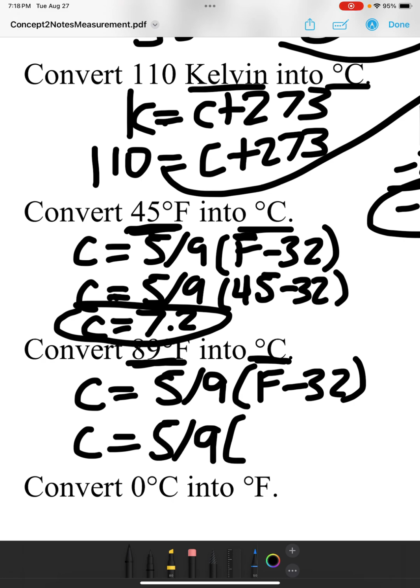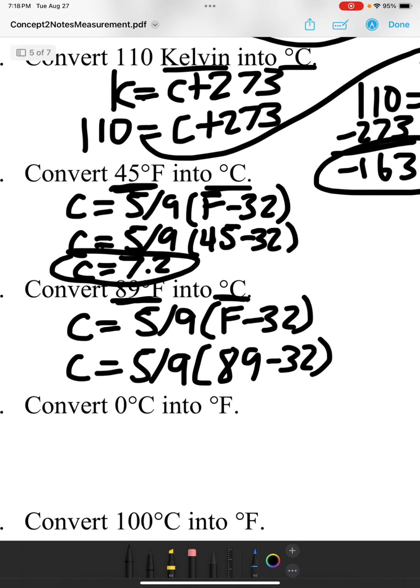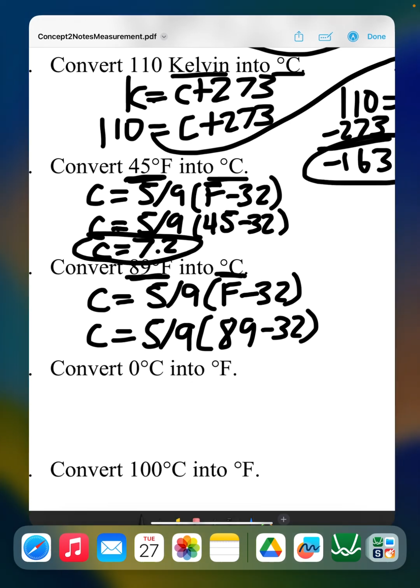Okay. So we're putting 89 degrees Fahrenheit in for the F. Fahrenheit is for F. And then all we need to do is type what's on the right side into our calculator, and that will give it to us in Celsius. So we're going to type into our calculator 5/9, or 5 divided by 9 times 89 minus 32.